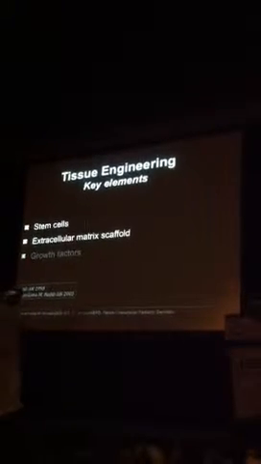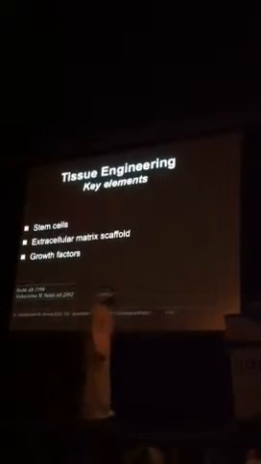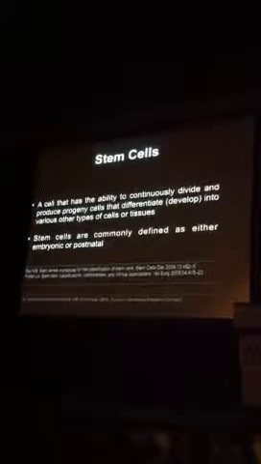So let's look at the key elements that are required for this process to occur. Reddy in 1998, and even Nakashima and Reddy in 2003, outlined three very important elements that are required for tissue engineering: stem cells, extracellular matrix, and growth factors. So let's look at stem cells. A stem cell is basically a cell that has the ability to continuously divide and produce progeny cells that can differentiate into specialized cells. And there are commonly two kinds, embryonic or postnatal.